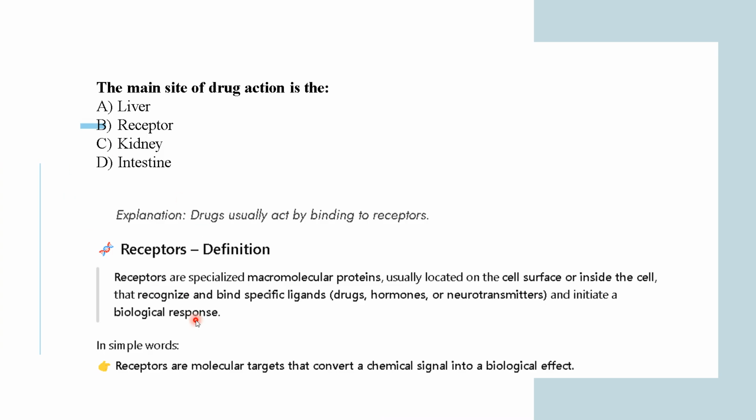So the drug first goes to your receptor. Receptors are macromolecular proteins situated at the cell surface or inside the cell that recognize and bind specific ligands, drugs, hormones, or neurotransmitters and initiate a biological response. So when a drug binds, it will definitely initiate a response, known as a biological response because it is happening in our body. So these are the receptors. Is it clear to everyone?